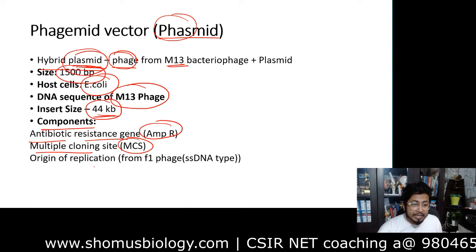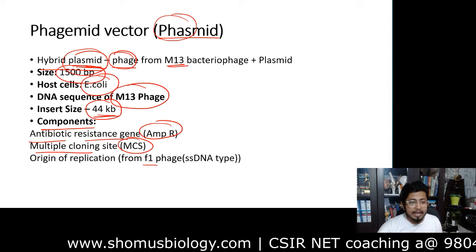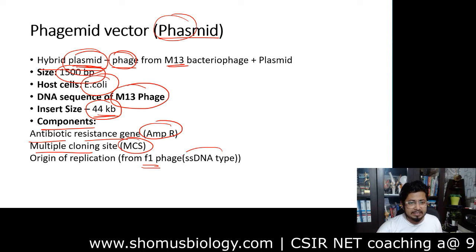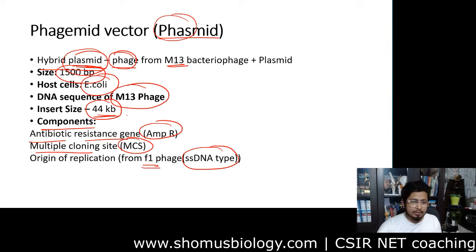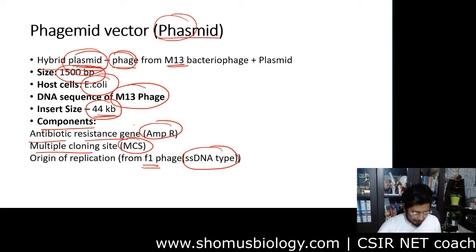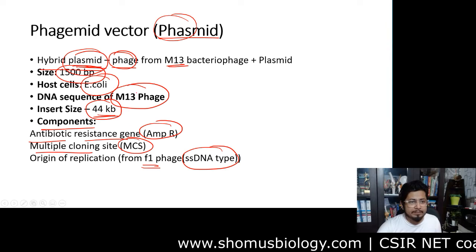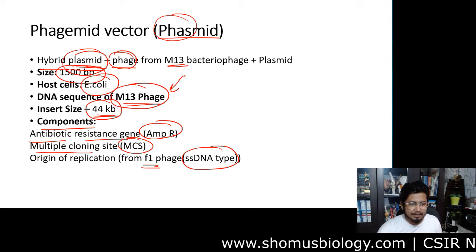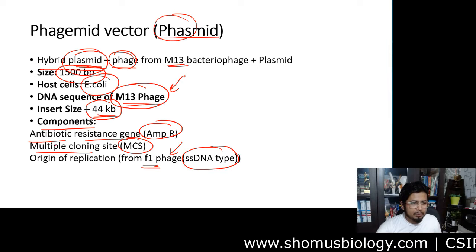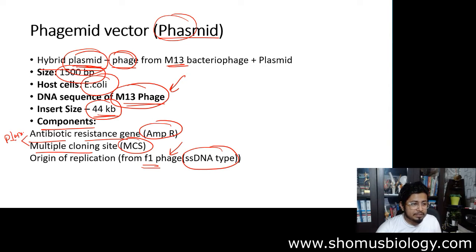We have origin of replication, which is derived from the F1 phage. Basically it's a single stranded DNA type phage, F1 phage. The origin of replication is actually taken from the F1 phage. The DNA is basically following the structure from M13 phage. The multiple cloning site and antibiotic resistance genes are from plasmid. So we have those two features combined.